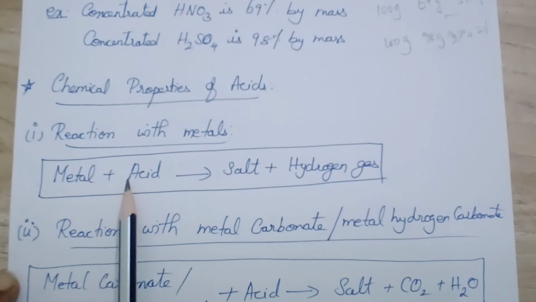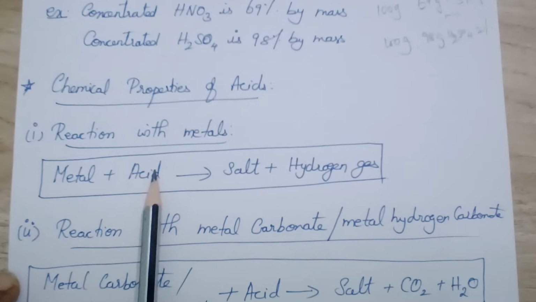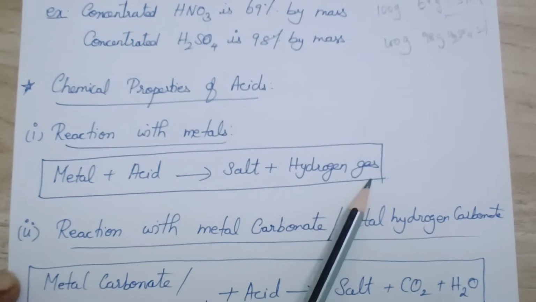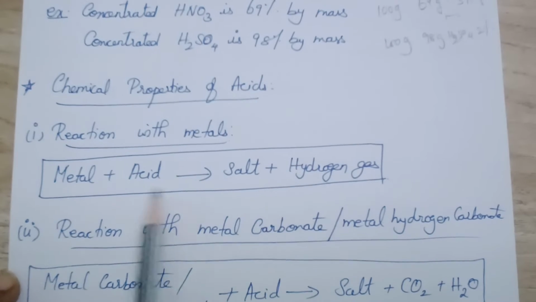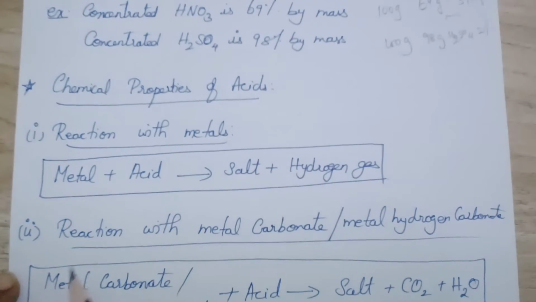It does not react with all the metals. It reacts with most of the metals, not all. So metal plus acid gives salt plus hydrogen gas. Once you know this property, only then will you be able to write the chemical equation. So be thorough with this. Reaction with metal: metal plus acid gives salt plus hydrogen gas.